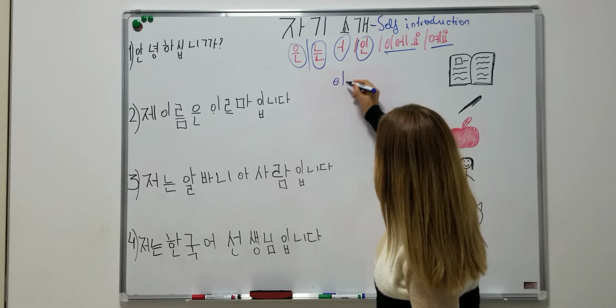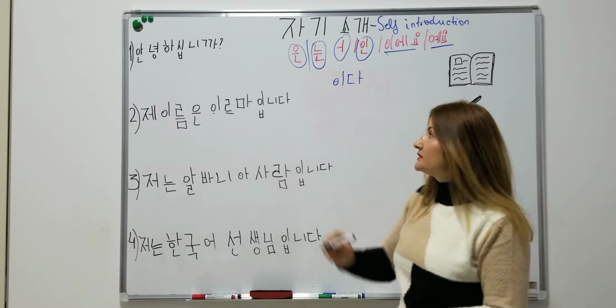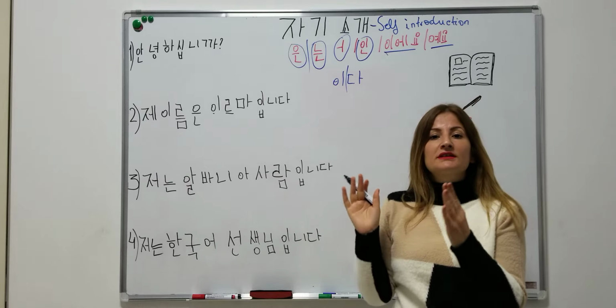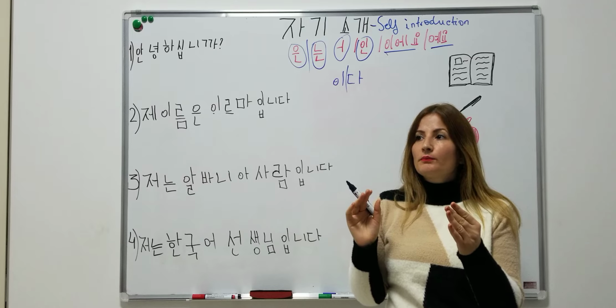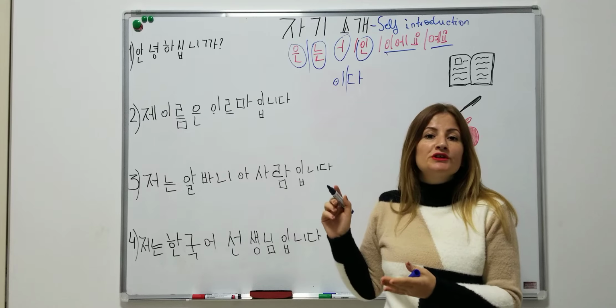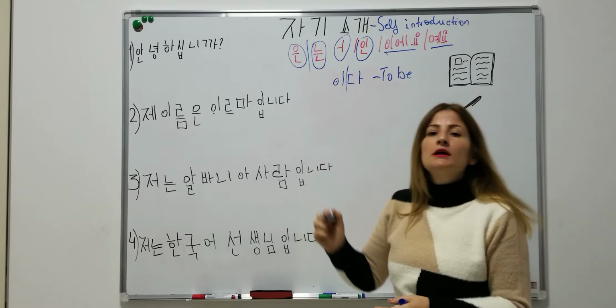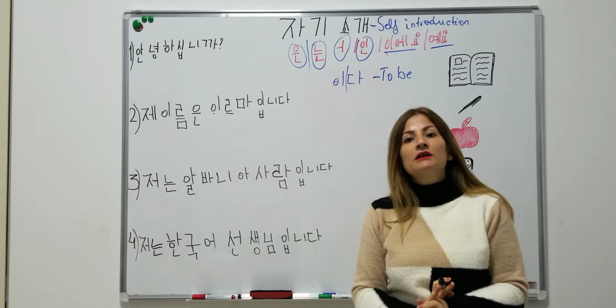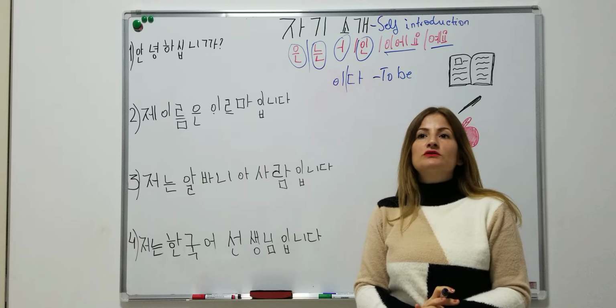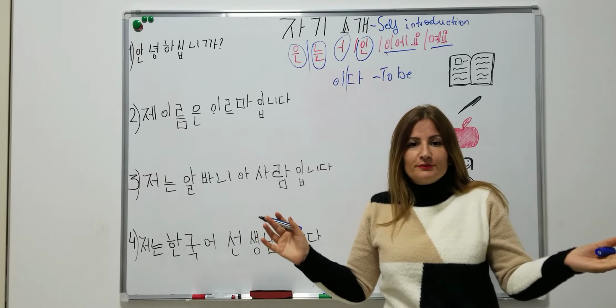So the verb to be in Korean is this one, ita. Ta, so you will find this ita or ta, whatever verb. This is the infinitive. So it would be in English to be, to do. Okay? So actually, in English, the verb to be is not formal or informal, right? It is the verb to be.